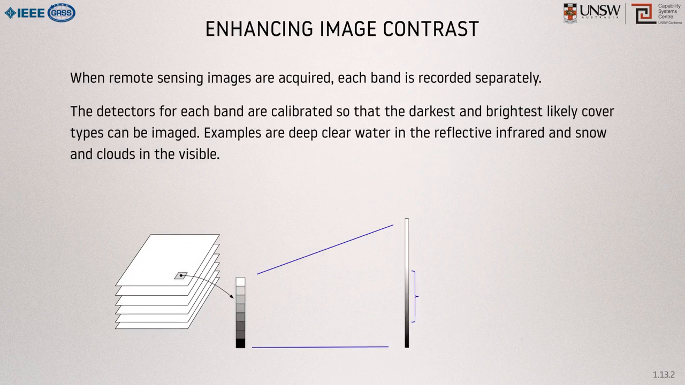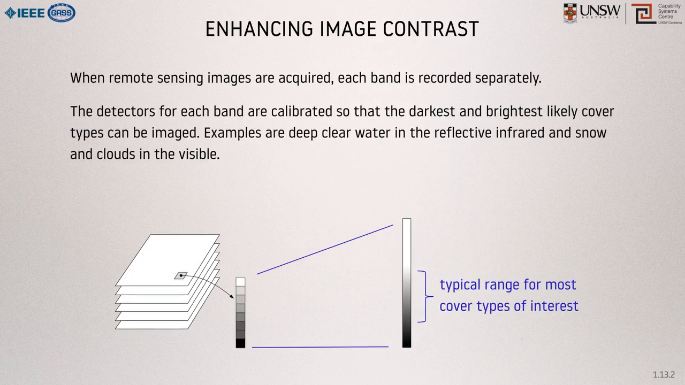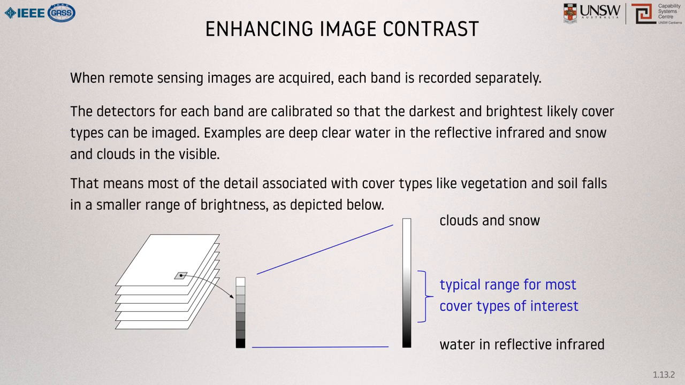The detectors used to record each band of image data are calibrated so that they can respond to the darkest and brightest cover types anticipated. Typically, those cover types could be deep, clear water or snow and cloud tops. That means that most of the cover types that are imaged fall in a range of brightnesses well inside the range from total black to full white, as shown on this slide.